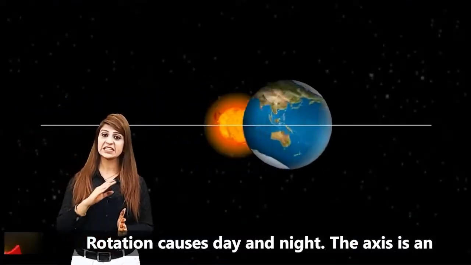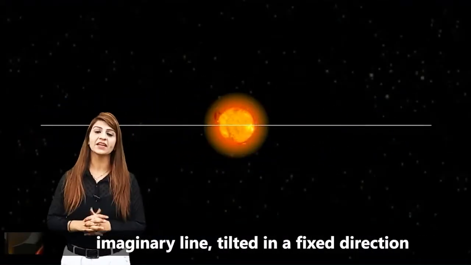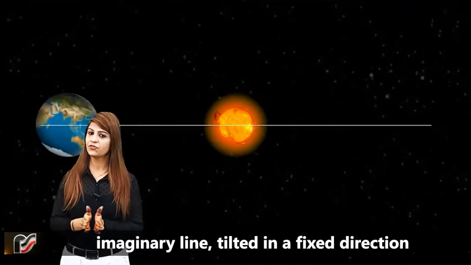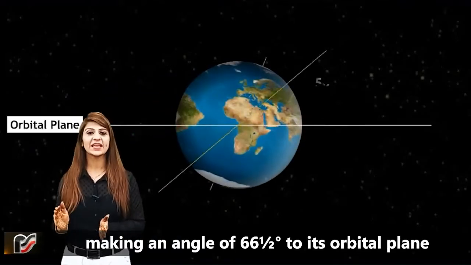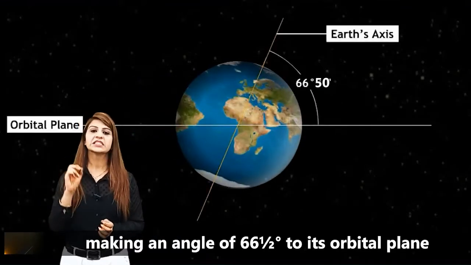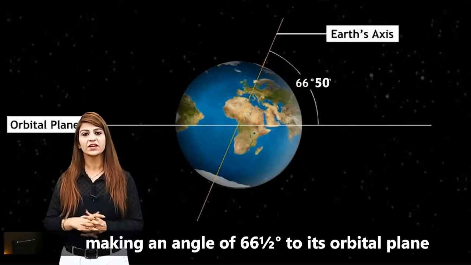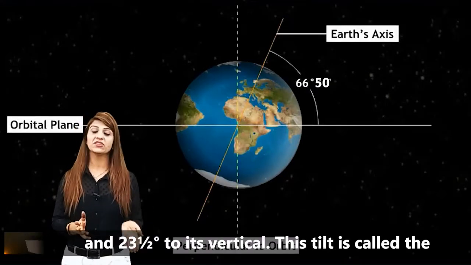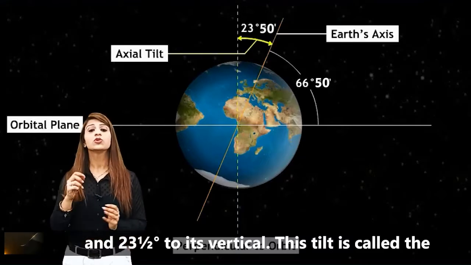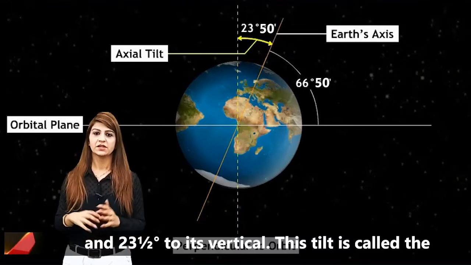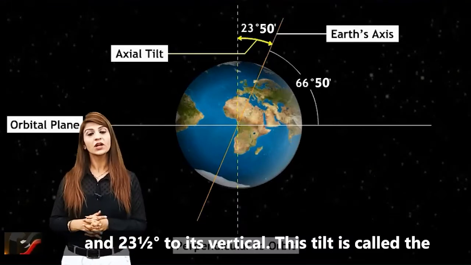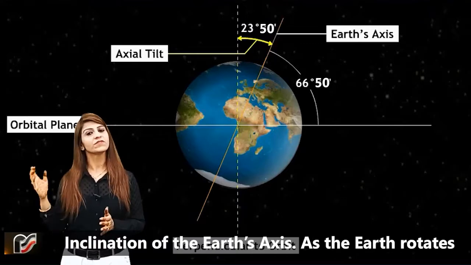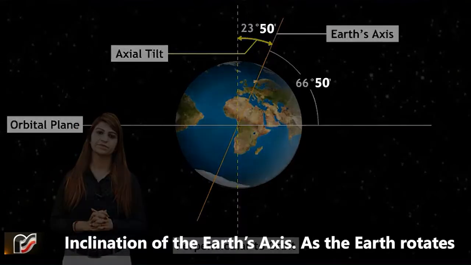The axis is an imaginary line tilted in a fixed direction, making an angle of 66.5 degrees to its orbital plane and 23.5 degrees to its vertical. This tilt is called the inclination of the Earth's axis.